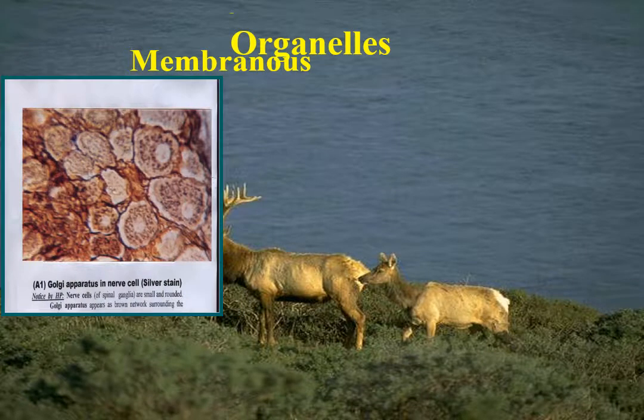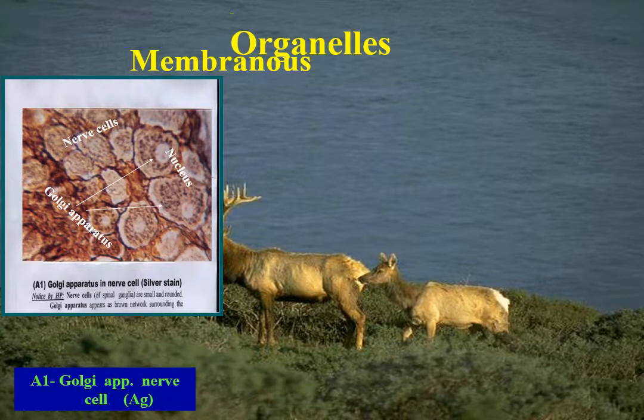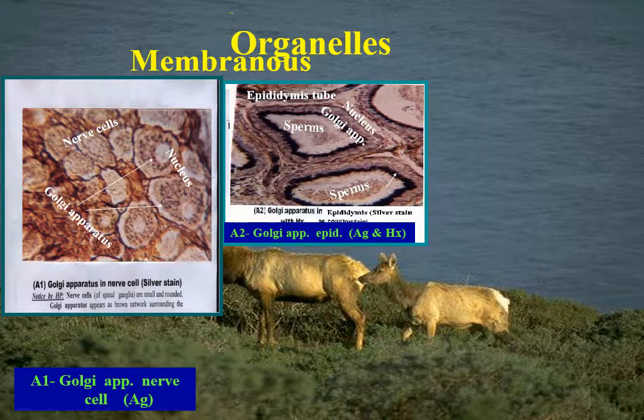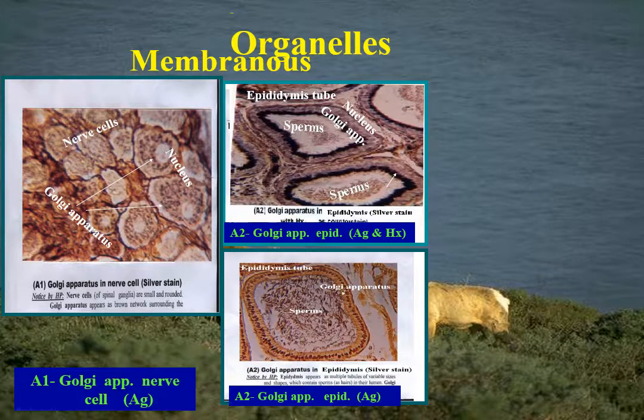Organelles. Membranous organelles. Golgi apparatus in nerve cells stained with silver appears as an irregular brown network surrounding the unstained nucleus. Golgi apparatus in epididymis stained with silver and hematoxylin appears as an irregular dark brown network in the apical part of the cell between the nucleus and the free surface. Golgi apparatus in epididymis stained with silver appears as an irregular brown network in the apical part of the cell between the nucleus and the free surface.